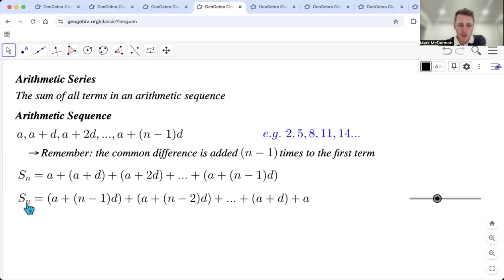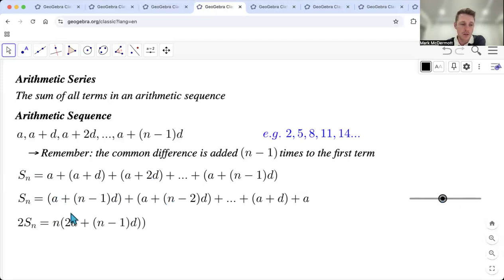What that equals needs to be worked out by manipulating some equations here. This second line here is this line written backwards. So I've just written it all backwards, where the largest term is first, a plus n minus 1 d. Then the term before that, I think you would agree, would be a plus n minus 2 d, all the way back to a. Okay, so that's the series written backwards.